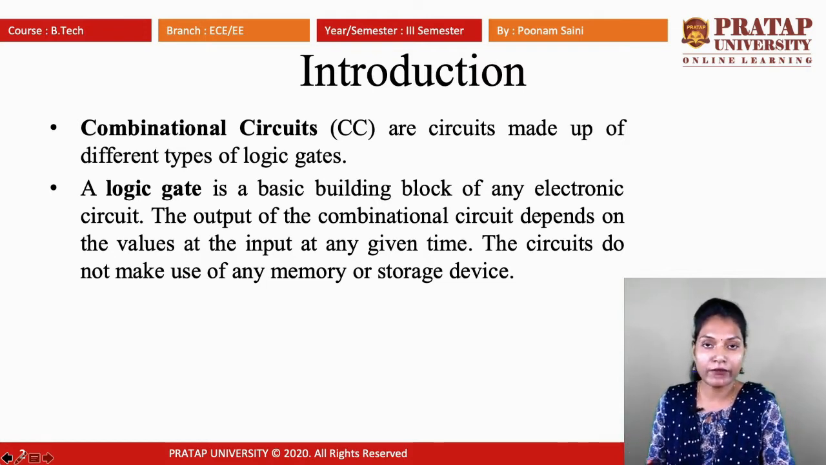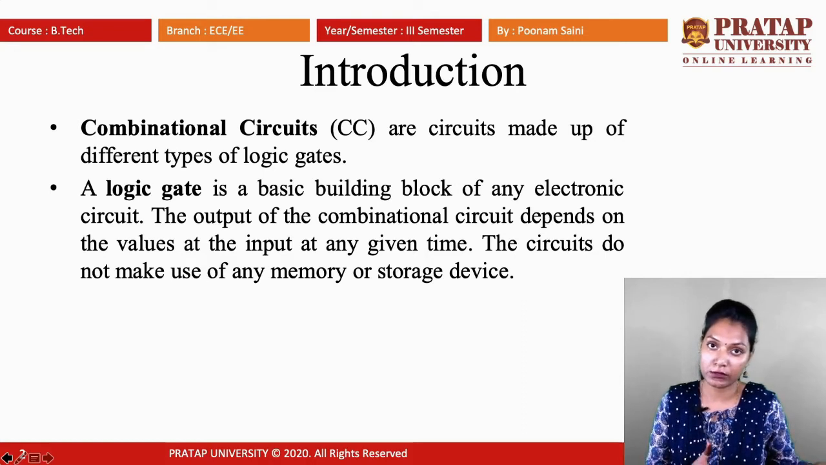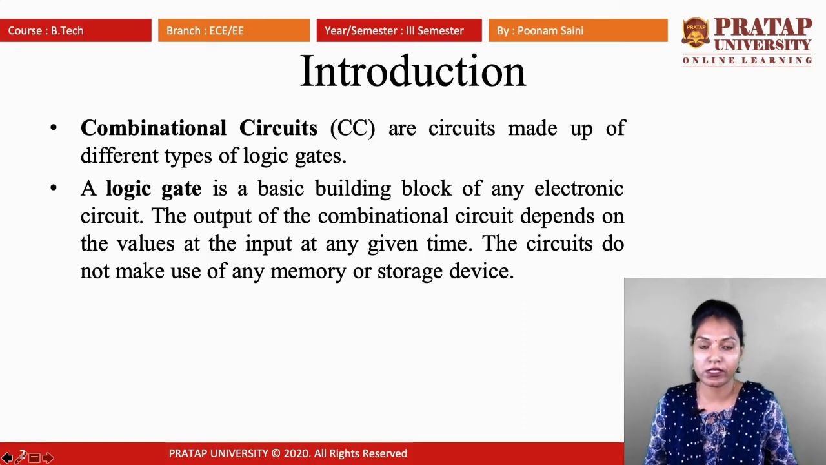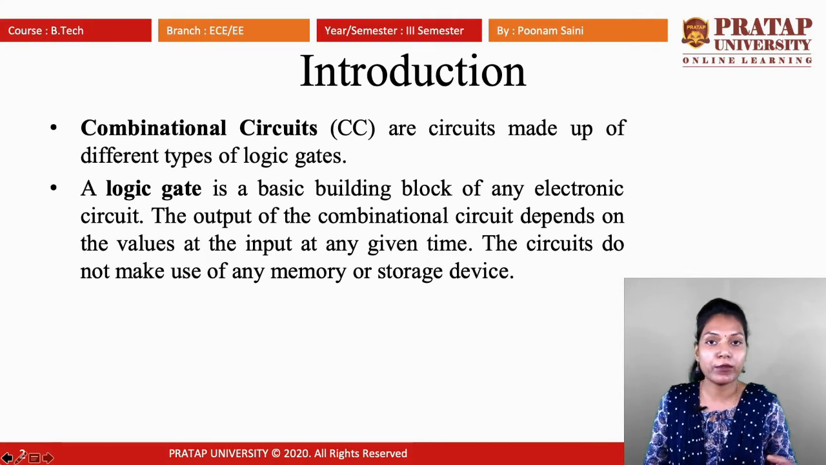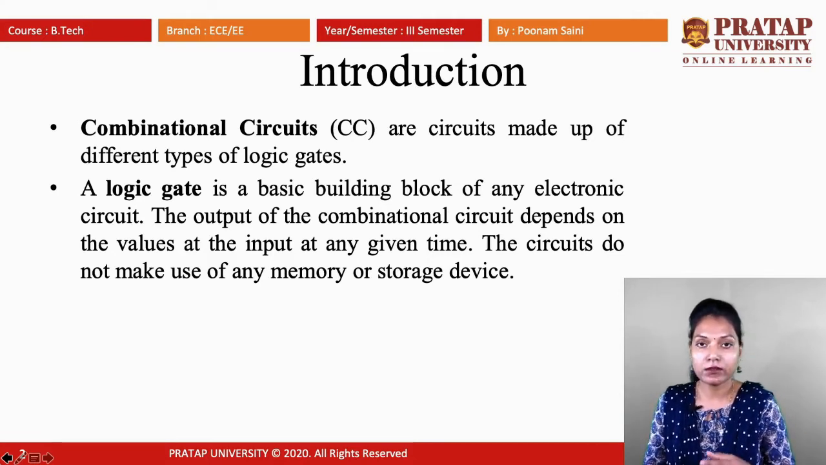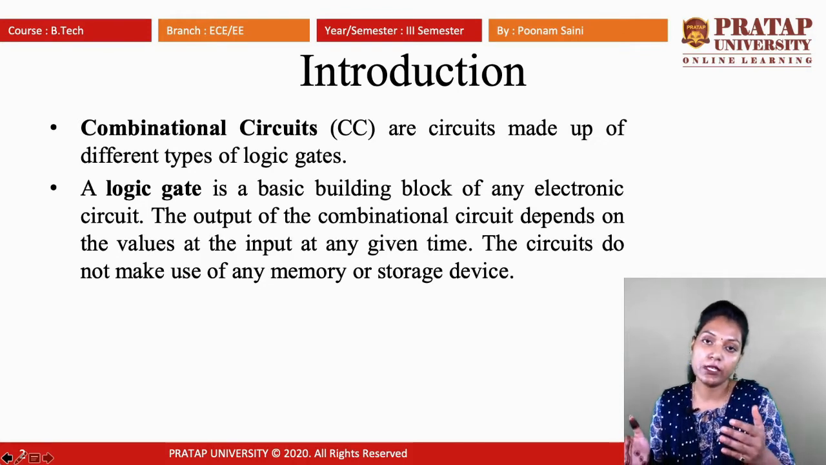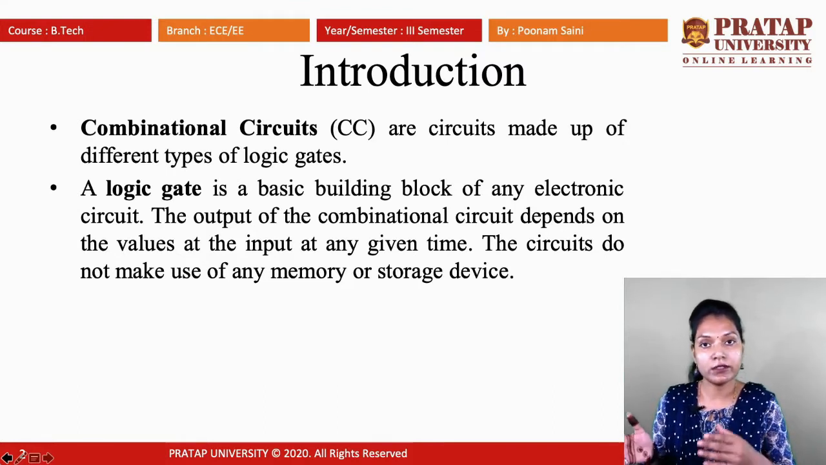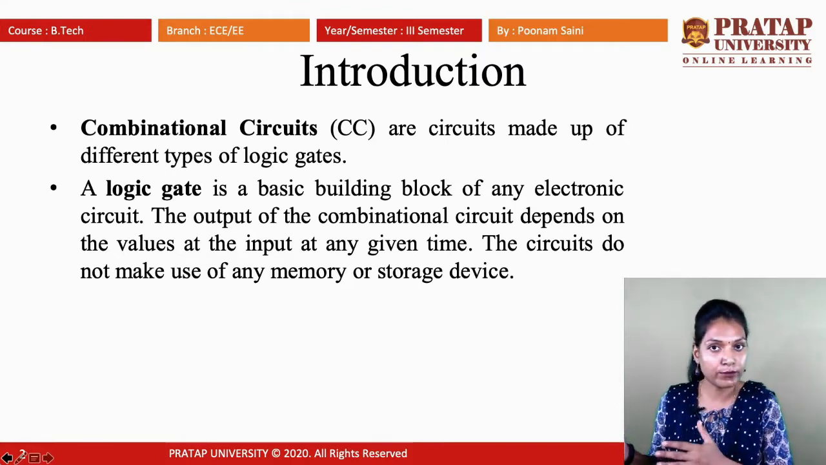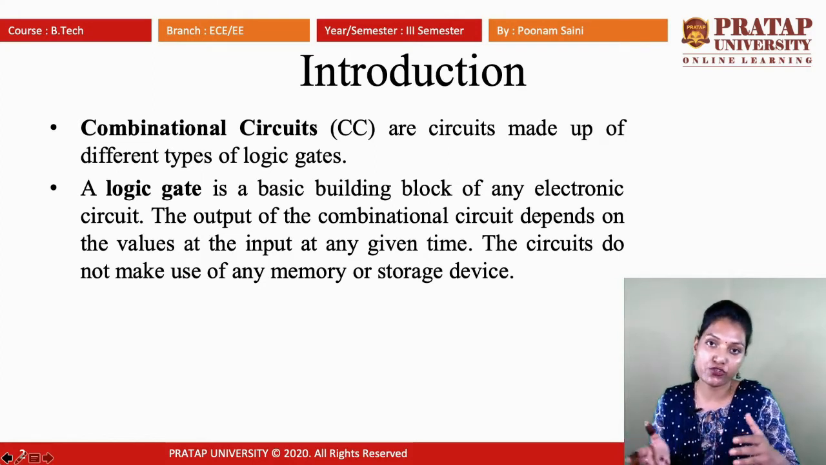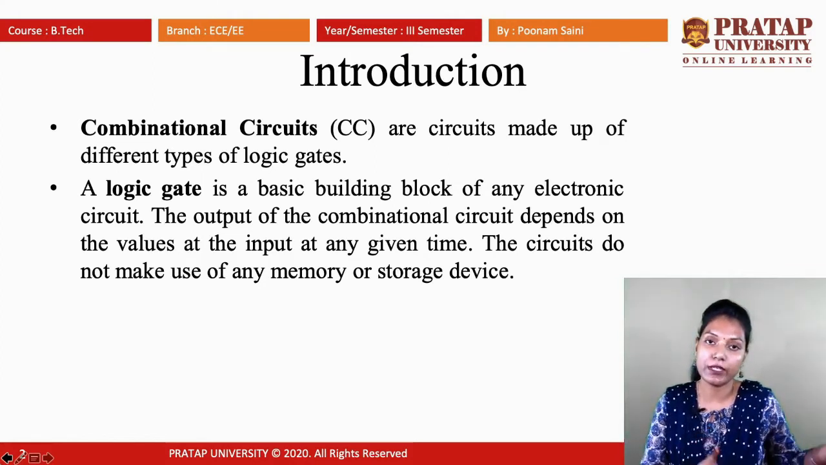On the other hand, we have another type of circuit known as sequential circuits. Sequential circuits are also made up of different types of logic gates, but the only difference between combinational circuits and sequential circuits is that sequential circuits have a memory element. That means in sequential circuits the feedback path is there, and the previous inputs or previous outputs play a very major role in the coming outputs.